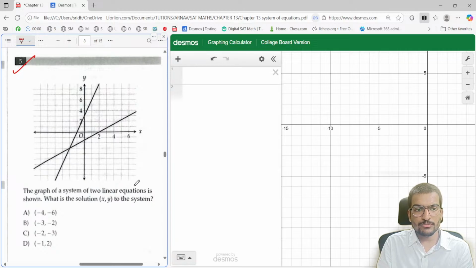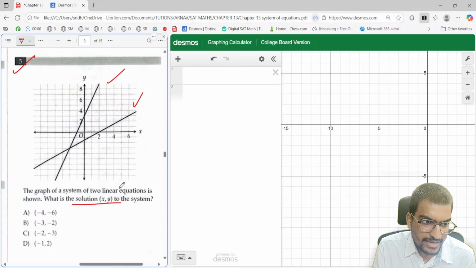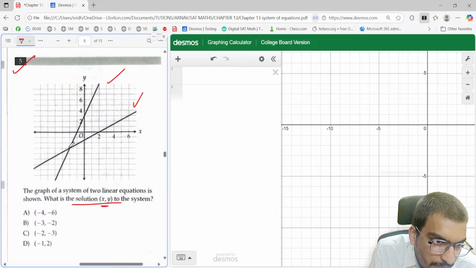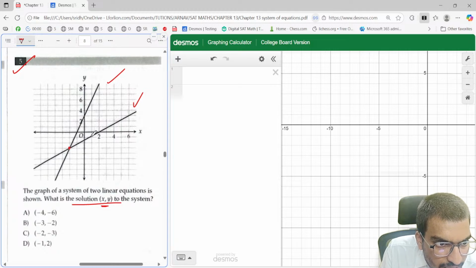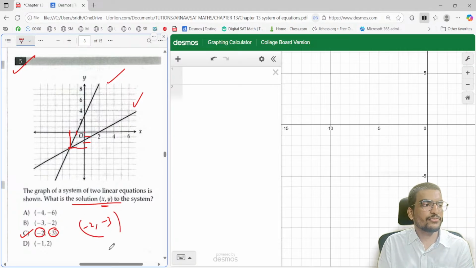Question number 5. The graph of a system of two linear equations is shown. What is the solution x, y to the system? Here, two lines are already given, and they're asking what is the solution, where they are meeting. Let's see where they are meeting. Let's say this is 1, 2, -2, -3. So the y value is -3, only this. So directly you can go with it. If you want to check the x value, -1, -2. This is -2. So it is -2. Yes, option C is perfectly fine.